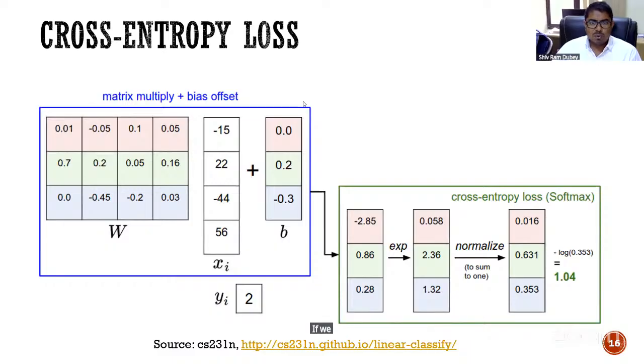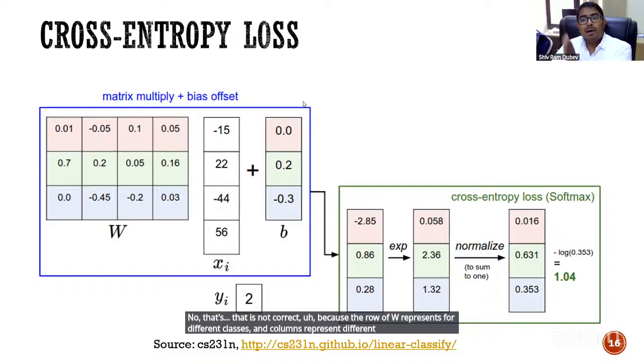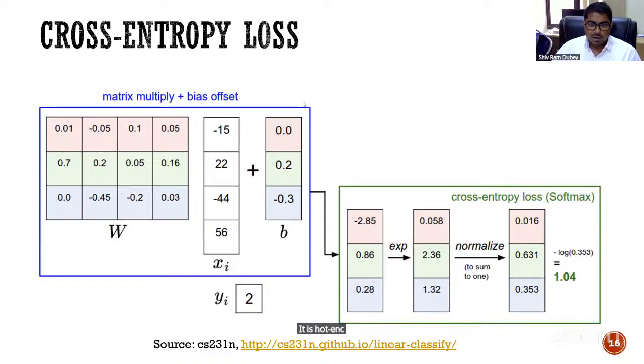If we have same rows for W and X, then can we use transpose of W and X? No, that is not correct. Because the rows of W represent different classes and the columns represent different data dimensions. So we cannot transpose the classes with the dimensions, then it will become wrong. Yes, that is one hot encoding for class labels.